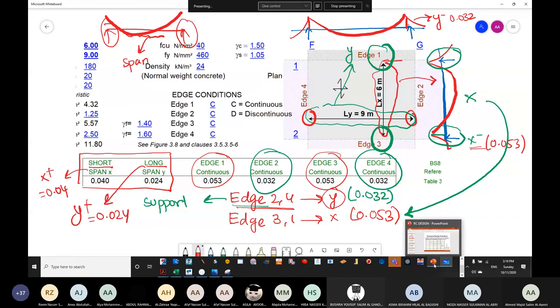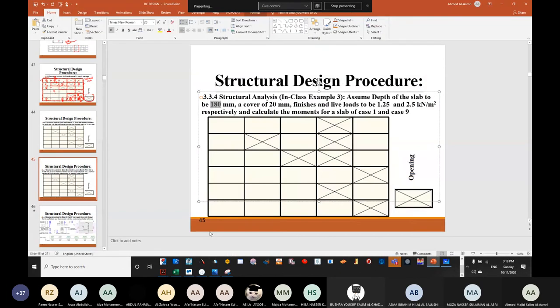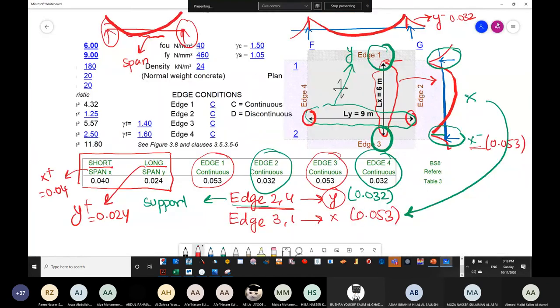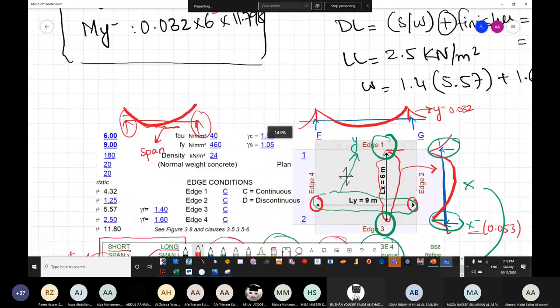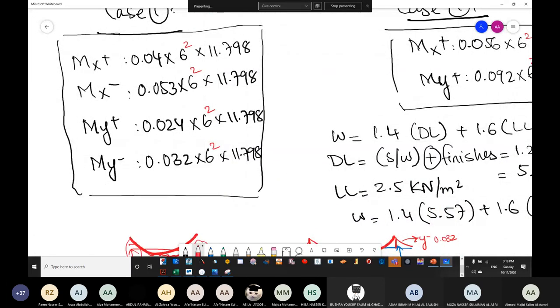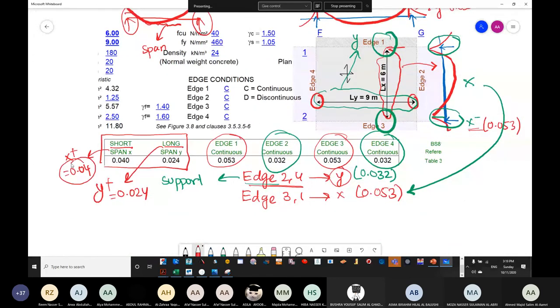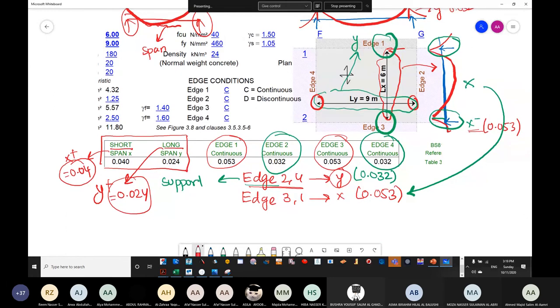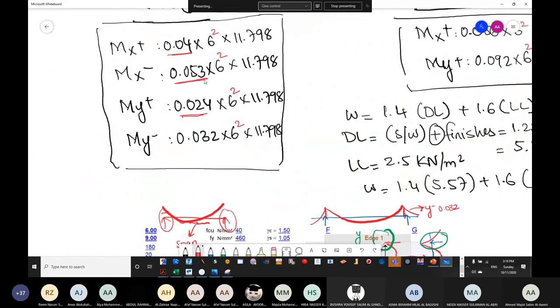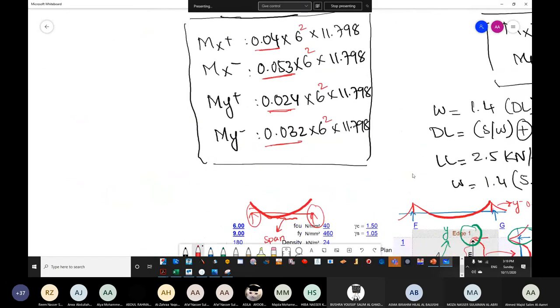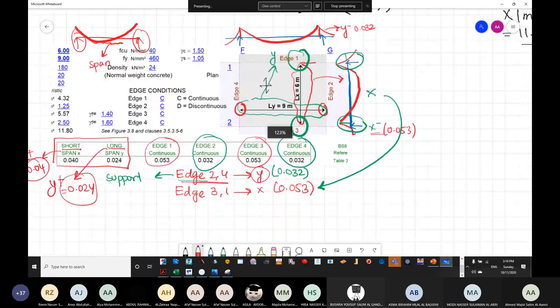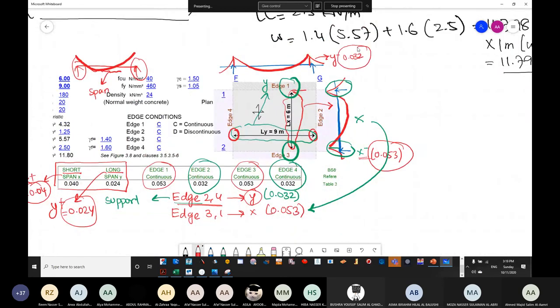X negative is 0.053. Now, if we go to check whatever we have done earlier, you will see that X positive is 0.04. So this is positive X, this is positive Y. We come back here, see, we have 0.04 and 0.024. And then we have negative X and negative Y: 0.053 and 0.032. Are we fine? Are we okay?